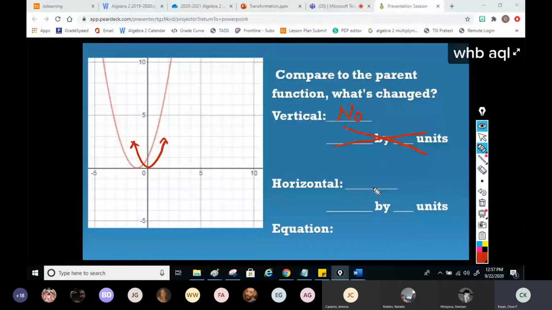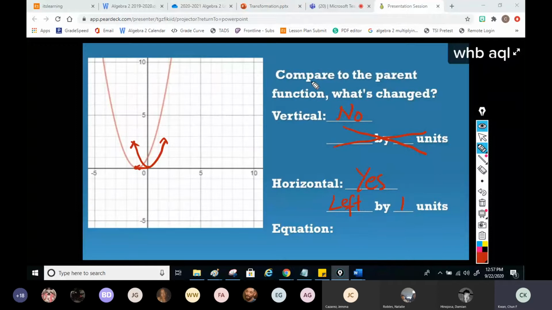All right, what about horizontal? Did it shift left or right? And the answer is yes, it goes from here. Now it goes this way, and then it stops right here. So yes, there is a horizontal movement. It was shifted left by 1 unit. It was shifted left by 1 unit comparing to the parent function, okay?